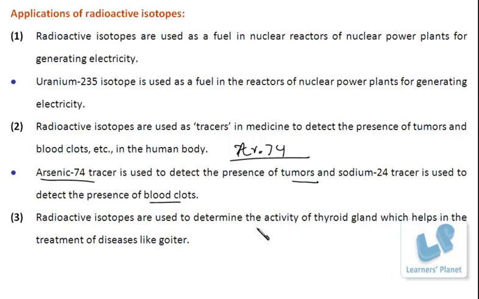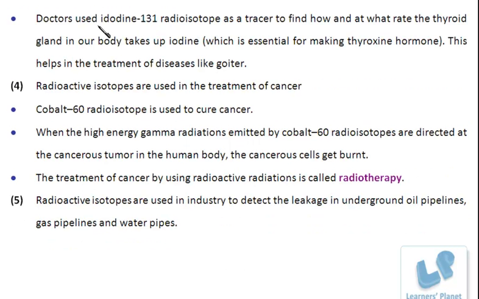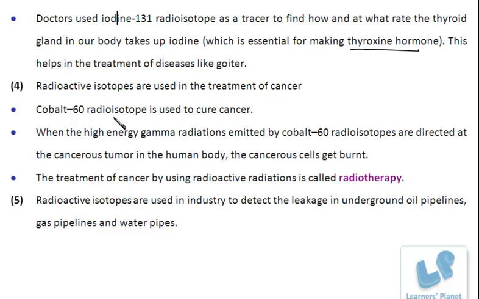Radioactive isotopes are used to determine the activity of the thyroid gland, which helps in the treatment of diseases like goiter. Which radioactive isotope might be used here? It is the iodine-131 radioisotope, used as a tracer to find how and at what rate the thyroid gland in our body takes up iodine. And iodine is essential for making the hormone thyroxine. So this helps in the treatment of diseases like goiter.